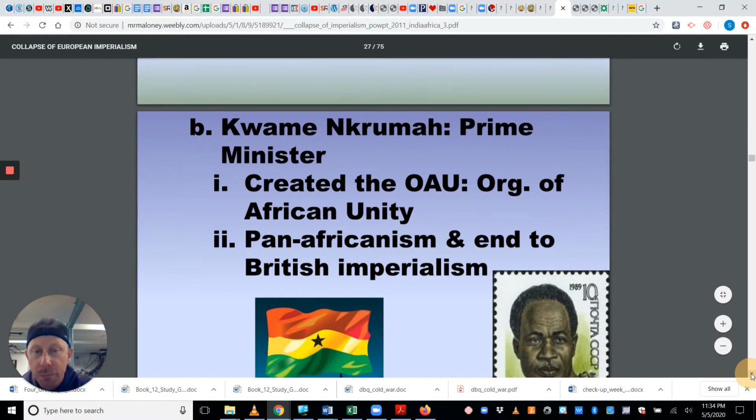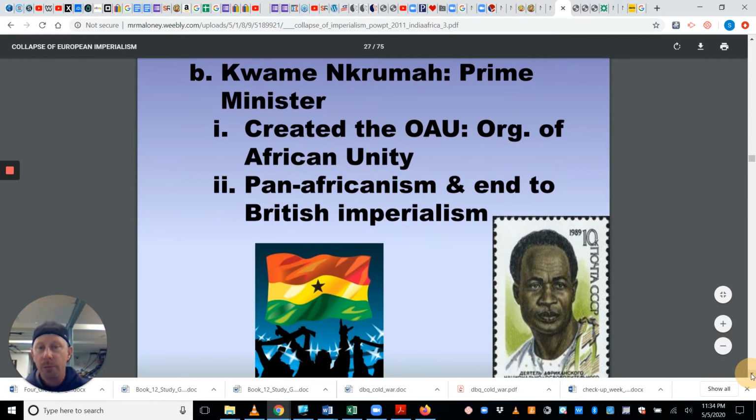The first prime minister of Ghana was Kwame Nkrumah. So he's the first prime minister. He created the OAU, the Organization of African Unity. He used Pan-Africanism, so trying to bring all the African people together through Pan-Africanism, and he used that movement to end British imperialism, and that's what made him a hero there. Kwame Nkrumah became a hero in Ghana for this.